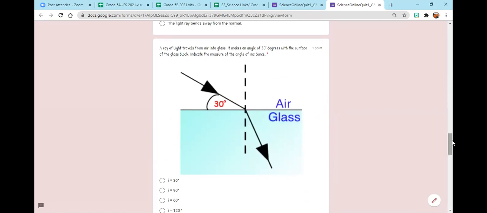Number 2. A ray of light travels from air into glass. It makes an angle of 30 degrees with the surface of the glass block. What's the measure of the angle of incidence? First thing to say is that this is the angle of incidence. It is between the normal and the incident ray. What's the measure of the angle of incidence?